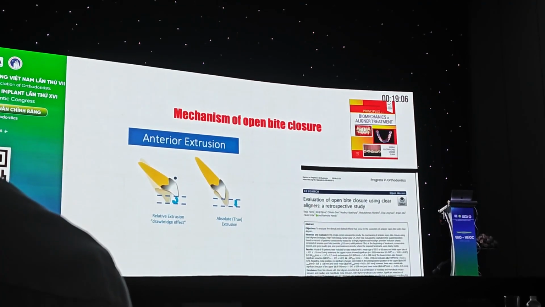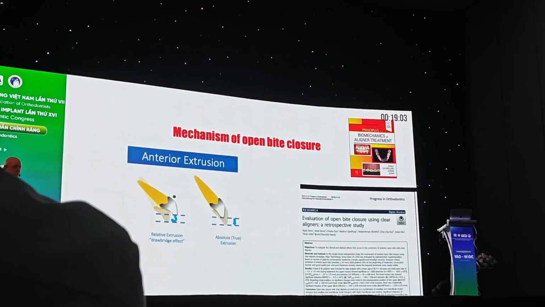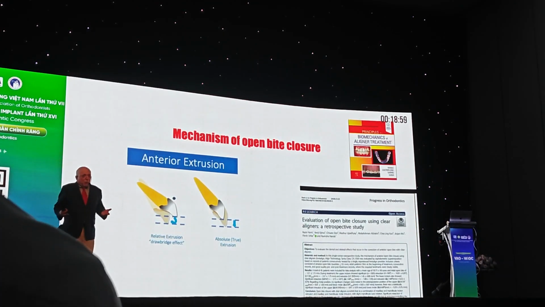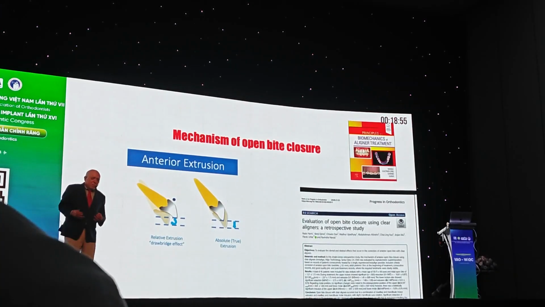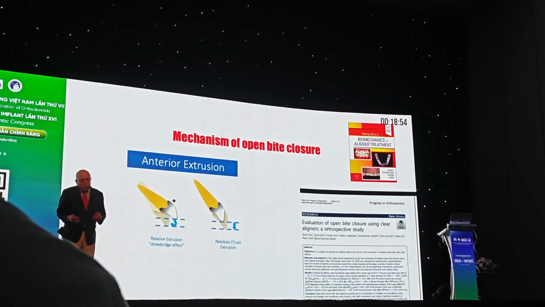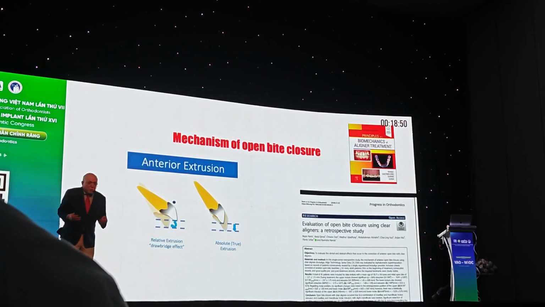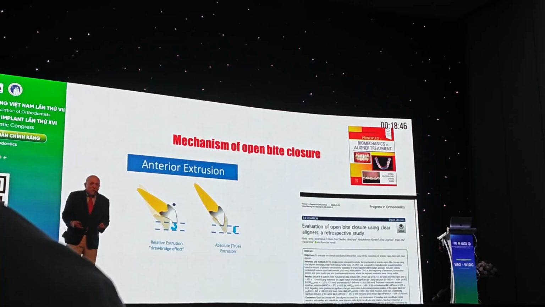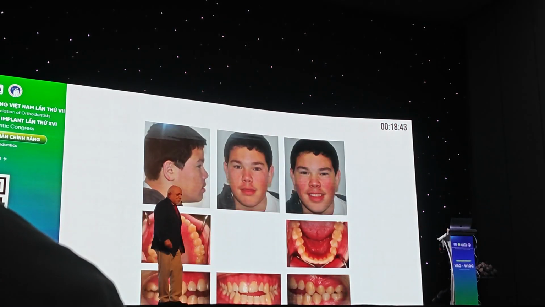Aligners don't intrude posterior teeth. In the latest study, which came from Invisalign patients in the American Journal of Orthodontics, there was 0.7 millimeters of intrusion, and the error of measurement was 0.7. So that means there was no change whatsoever. So you have to be very careful.